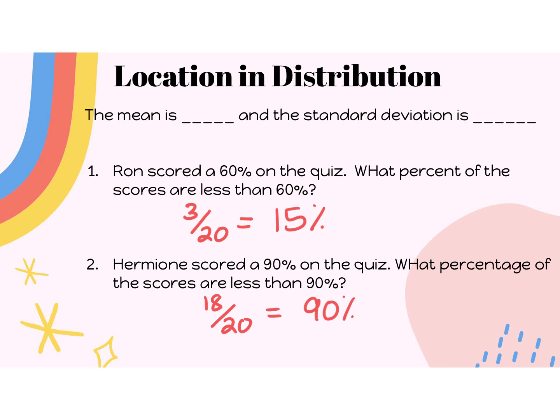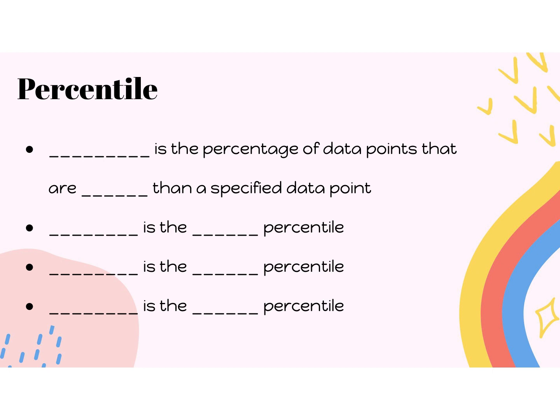So what do these percents mean? That means for this quiz, Ron was in the 15th percentile, and Hermione was in the 90th percentile. The 15th percentile because 15% scored less, and the 90th percentile because 90% scored less. So that's our vocab word here: percentile. A percentile is the percentage of data points that are less than a specified data point.